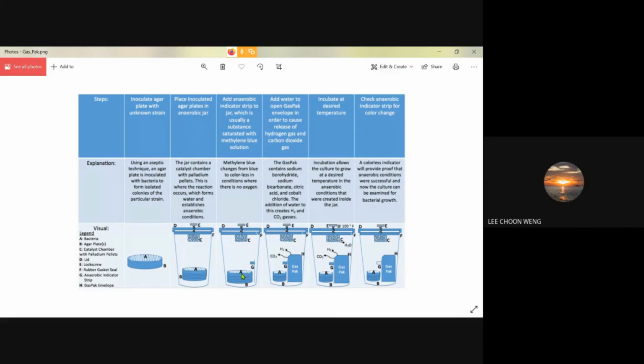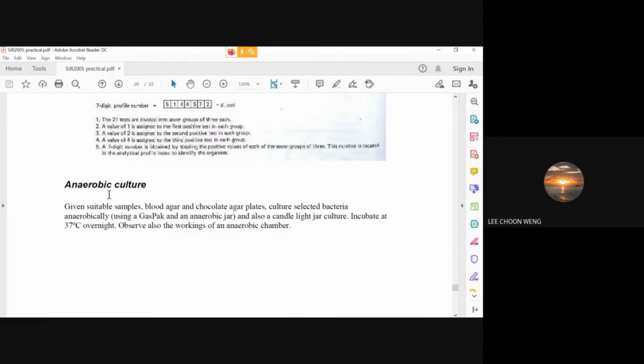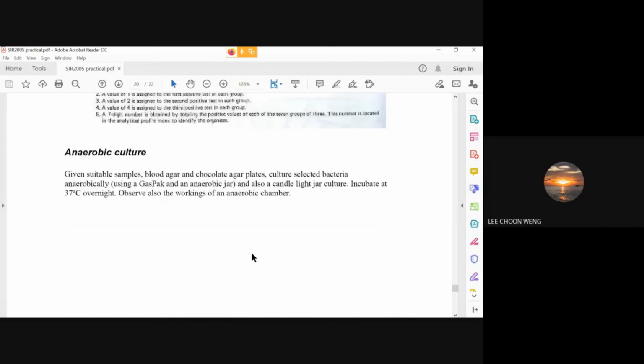That's why, as I mentioned earlier, anaerobic microbiology is a very specialized field, and needs specialized methods. That's how you use the anaerobic jar and also the candle jar culture.